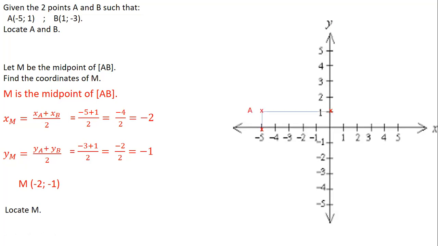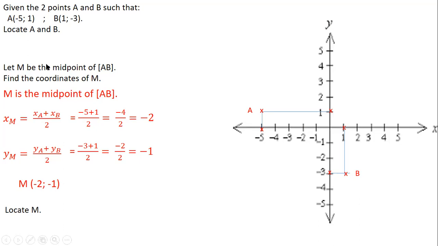Where they intersect, I get point A. Now, point B is (1, -3). It is 1 abscissa and negative 3 ordinate. I draw a vertical line and a horizontal line. Where they intersect, I get B. So this is point A and this is point B. Here I can get a segment AB. If I join A with B, I will get a segment AB.